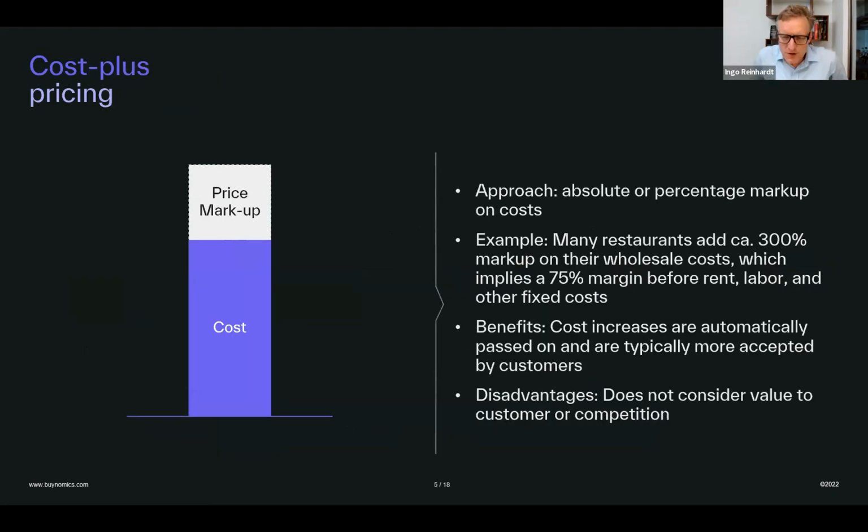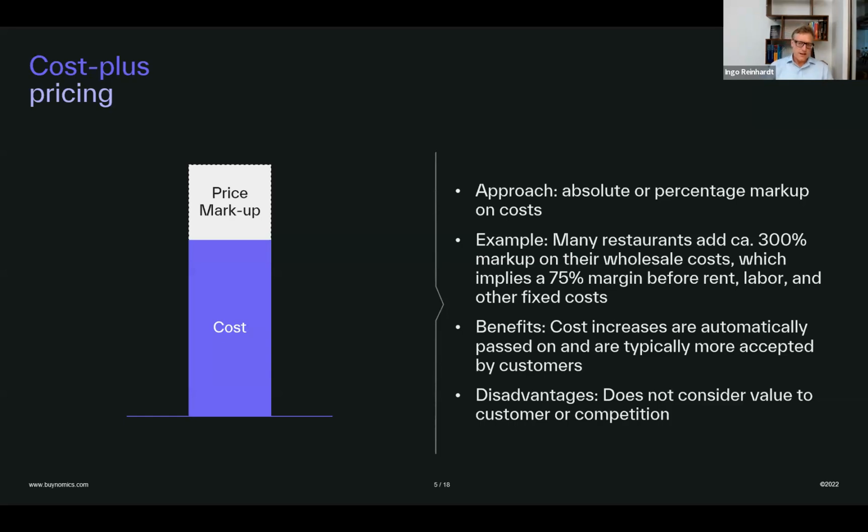So I think the starting point in pricing, if you as a company or maybe as a small business are not spending too much time on the topic, then most of these will use some form of cost plus pricing. And the idea is very straightforward. You know the variable cost of your products. You add a markup on the costs, and that essentially gives you your price.